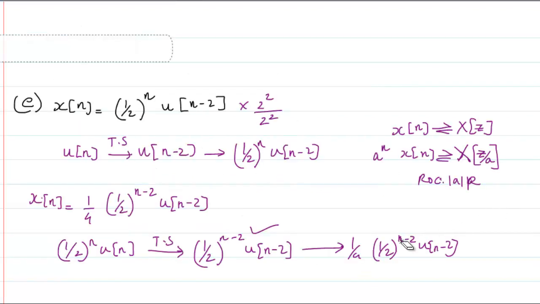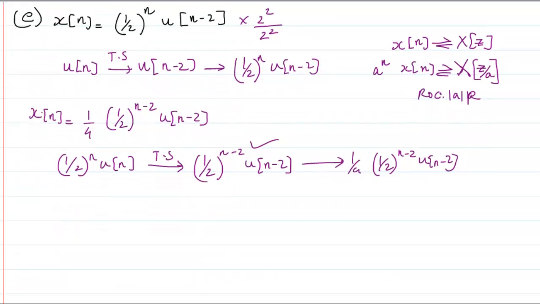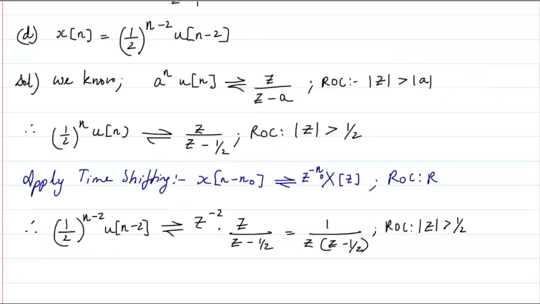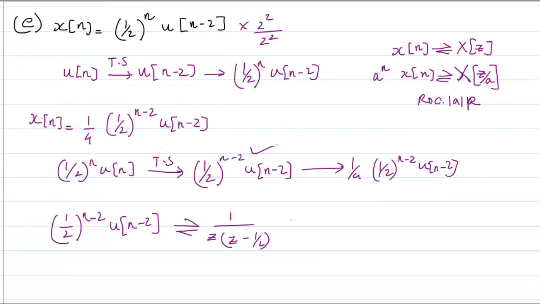Am I correct? So let me just write the answer for the Z transform here. For 1 by 2 raised to power n minus 2 u of n minus 2, I have already got the answer in the previous one, which was 1 divided by z into z minus 1 by 2, with ROC z greater than 1 by 2, outside the circle. So this one step is multiplying it with 1 by 4. So here also I will multiply it with 1 by 4, and this is what is going to be the answer. Okay, but this is one of the methods.